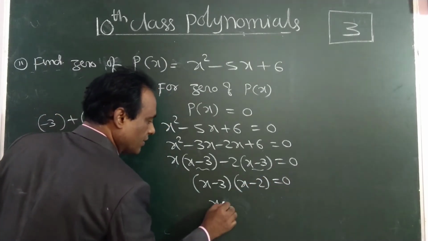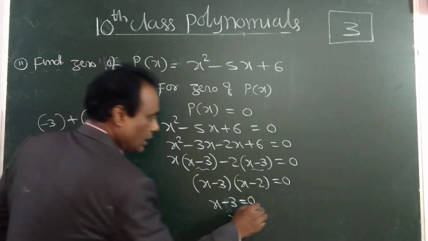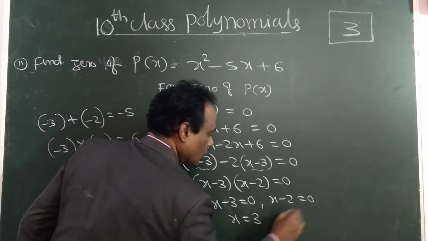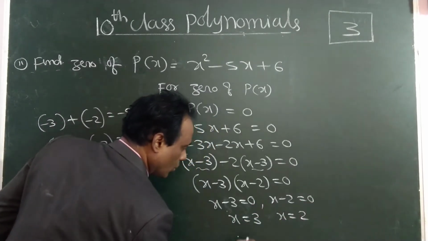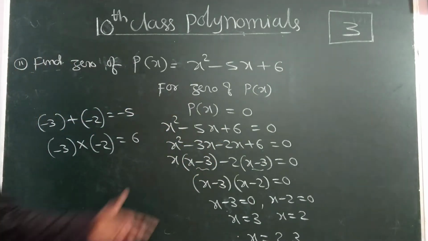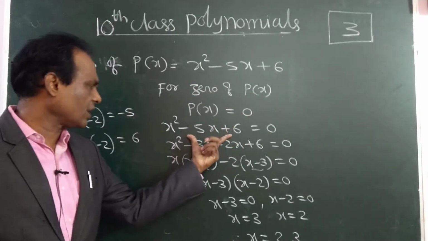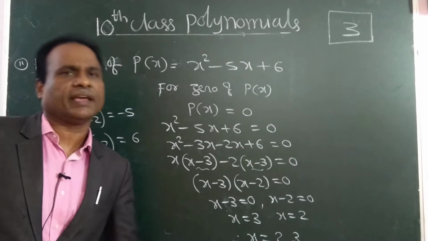So x minus 3 is equal to 0, x is equal to 3. And x minus 2 is equal to 0, x is equal to 2. So therefore the zeros of the polynomial are 2 and 3. Like this, you know this process. Simply equate the polynomial to 0, we will get a quadratic, and solving it we will get the x values.